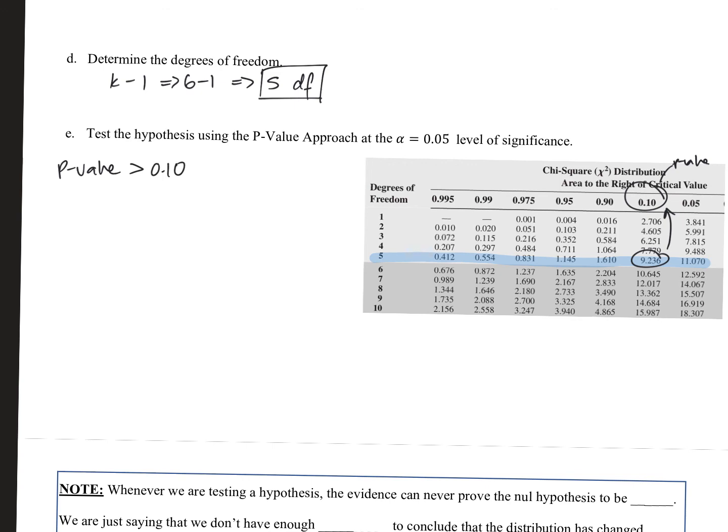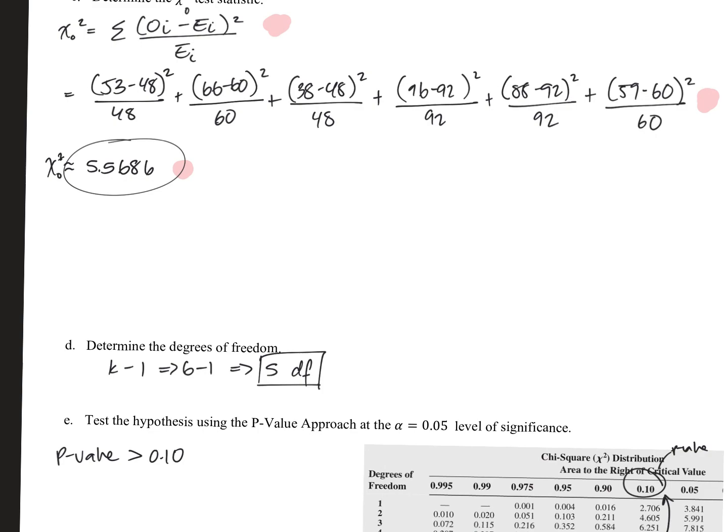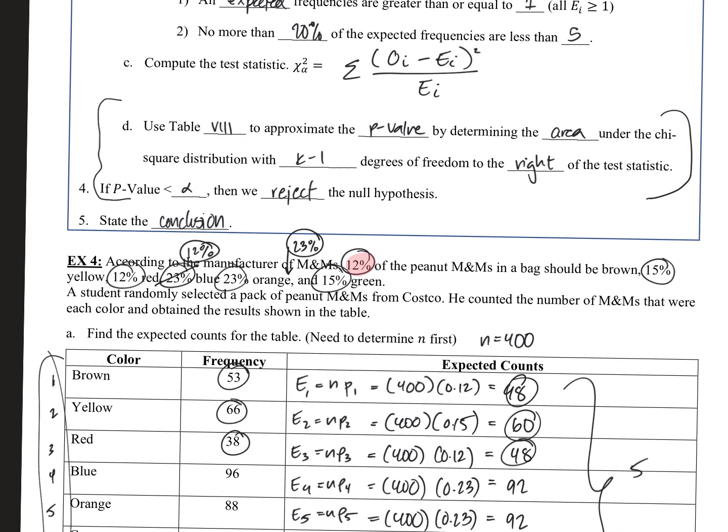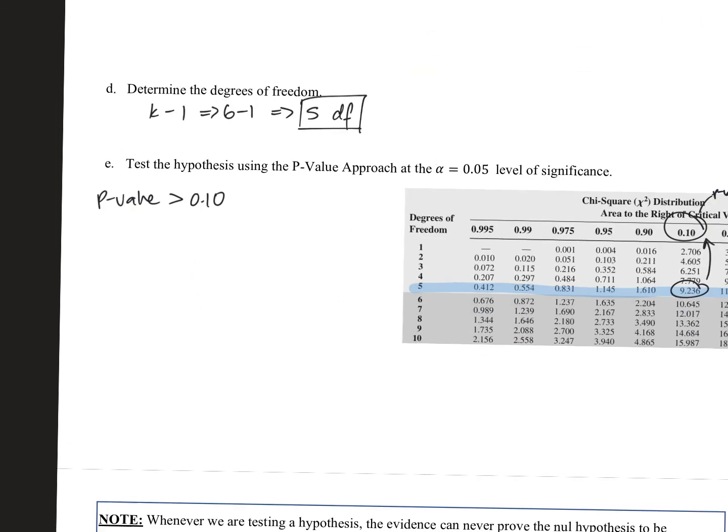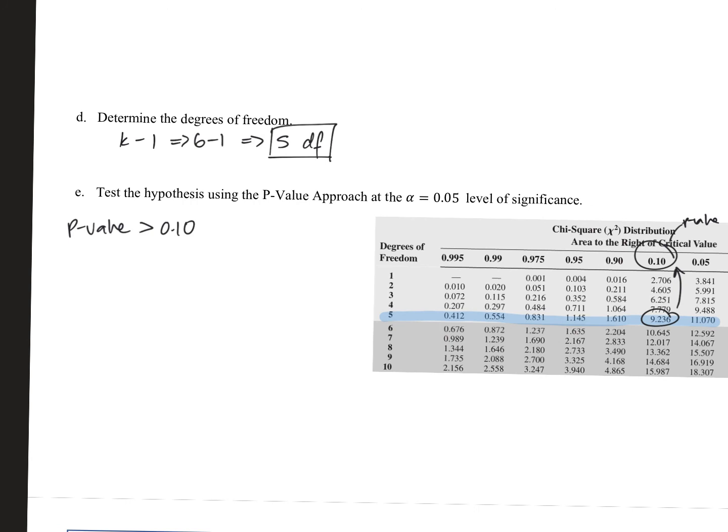The last thing to do is we're going to compare our p-value, scrolling back up, to our alpha, and we'll reject if it's less than it. So what is our alpha? Alpha is 0.05. But notice, our p-value is actually going to be greater than our alpha, which is equal to 0.05. So since it's greater than, we're not going to reject the null hypothesis.